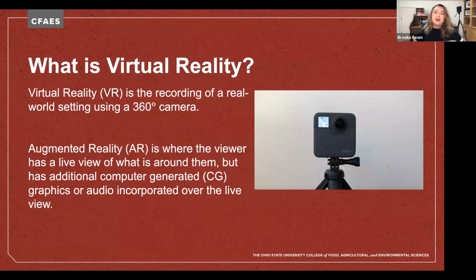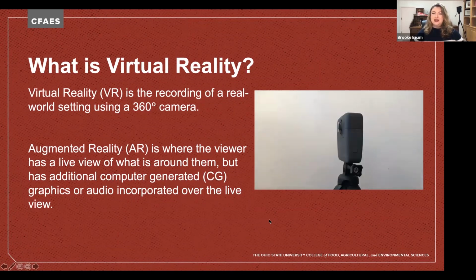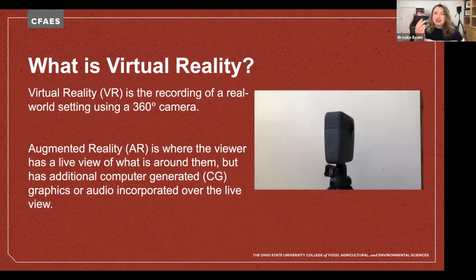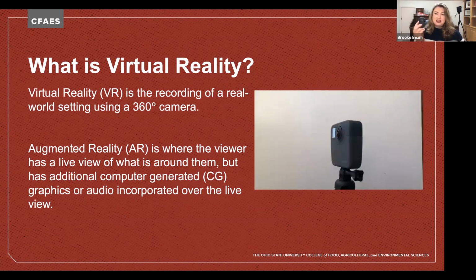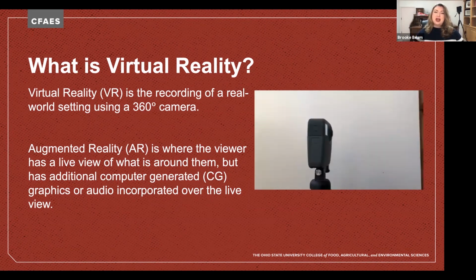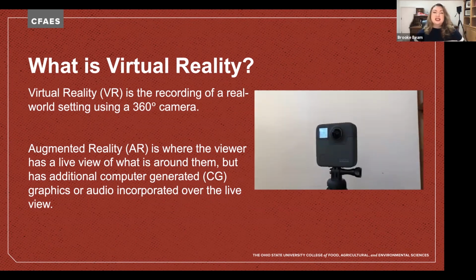It's the recording of a real life setting with the 360-degree camera. So a 360-degree camera is like the video you're seeing here. It's also just like this camera that I have in my hand. And what's interesting about it is that there's a lens on either side of the camera, so it's capturing this full 360-degree view of whatever it's seeing.